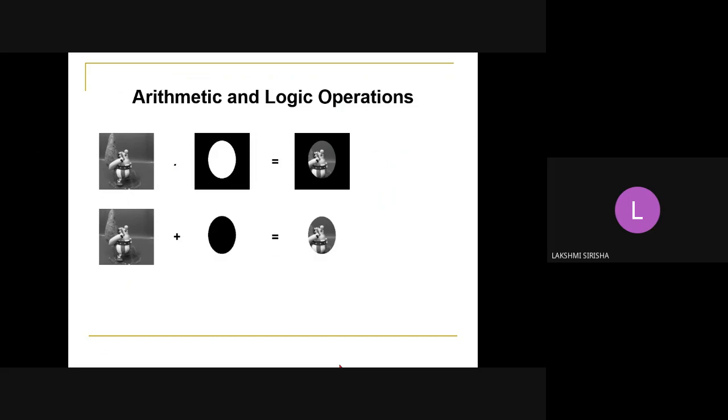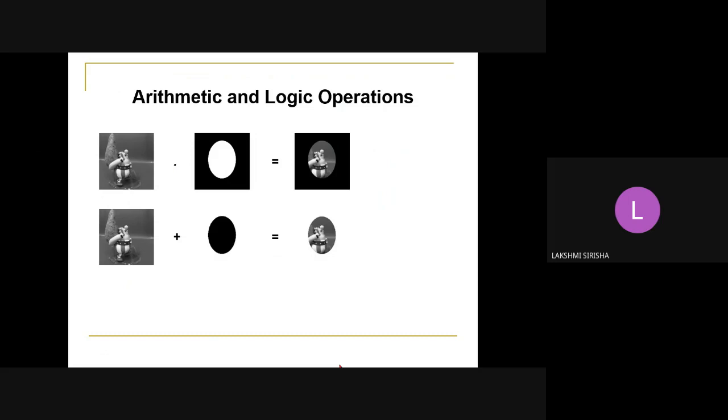So the remaining portion is black, that means 0 into anything is 0. The oval shape alone has pixel value 1 because it is white color. 1 into anything gives the same number, so it reflects in the output. The remaining portion is whatever is in the input image, but the mask is 0. All the remaining portion except the oval is 0 now. So 0 into anything is 0, and the output is also 0. So we get only this type of image.